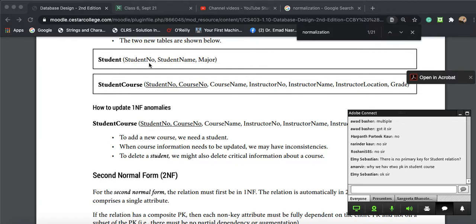Because if we have one, we cannot repeat. If it's only the student number, then every student can have only one course because you cannot repeat the student number. If it's only the course number, then the course could be given to only one student. You cannot repeat the course number. But when we have both of them, then we can repeat any one of them, but not both.